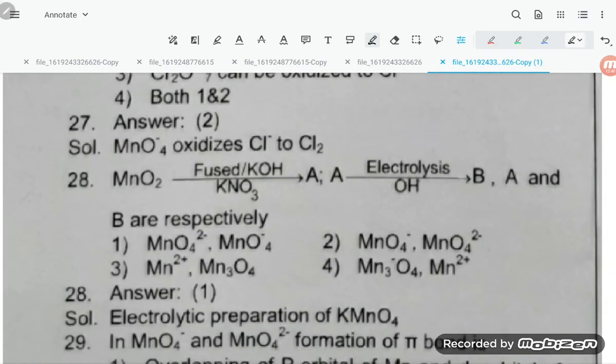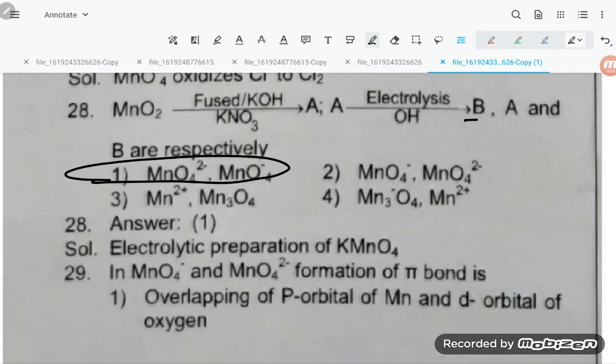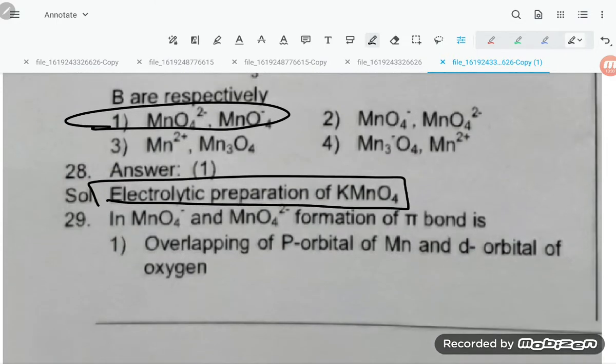Now MnO2 fused with KOH and KNO3 gives A; electrolytic oxidation gives B. A and B are respectively MnO4 2 minus and MnO4 minus. So this is the electrolytic preparation of KMnO4.